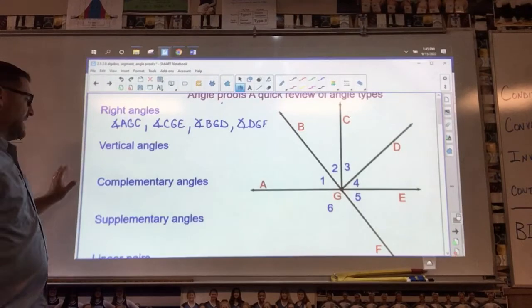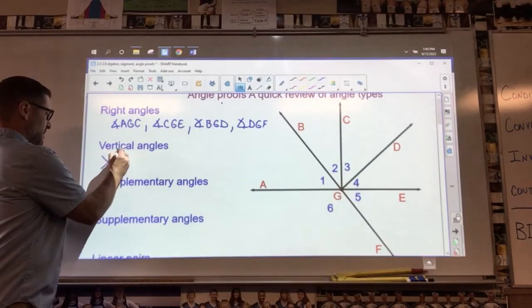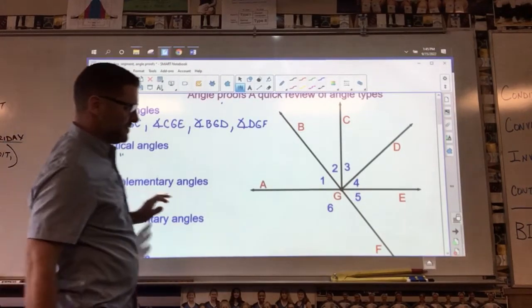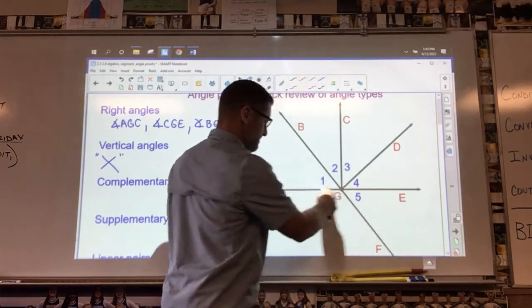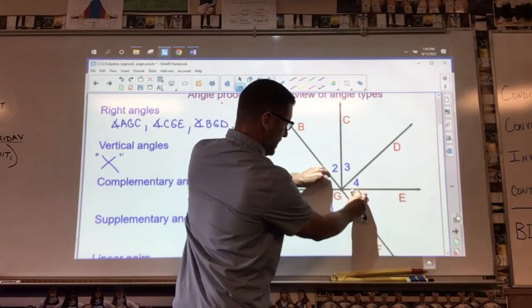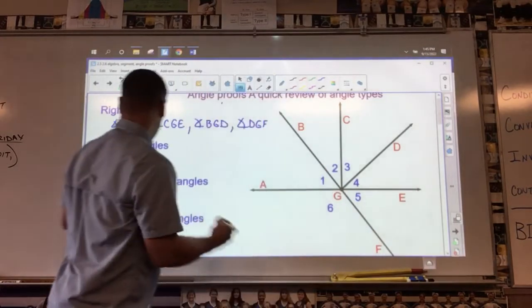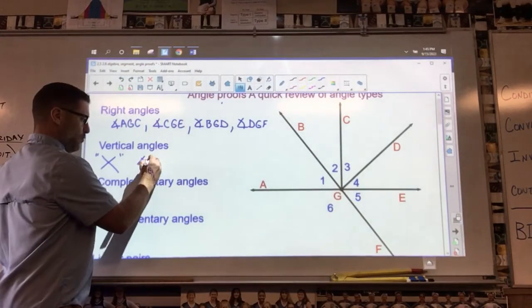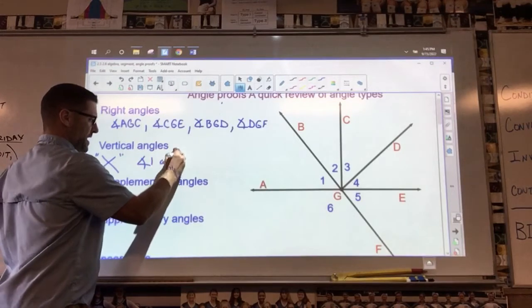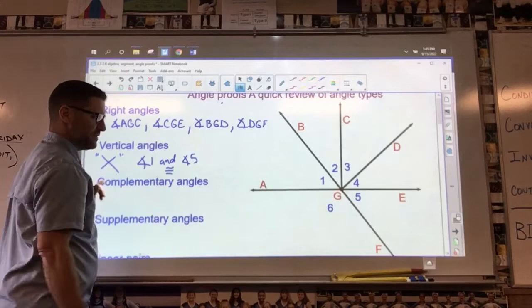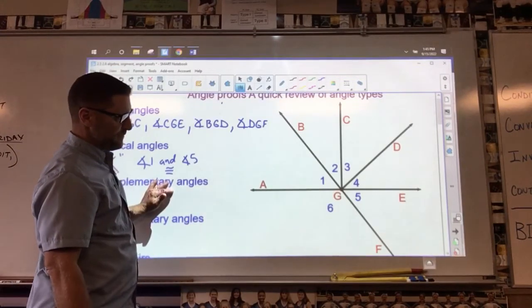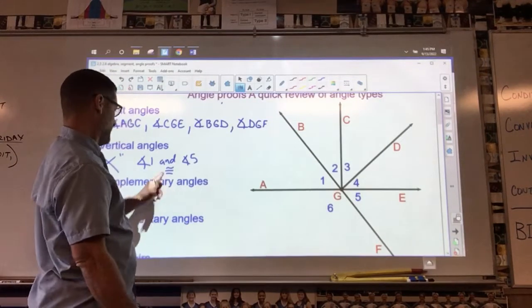Vertical angles make an X. They are X angles. So do I see, well, the only X I see is right here. So these two angles in those two spots would be the vertical. So I'm going to put angle 1 and angle 5 are vertical. And I could have even added that little congruency sign in there because they definitely are congruent to each other.